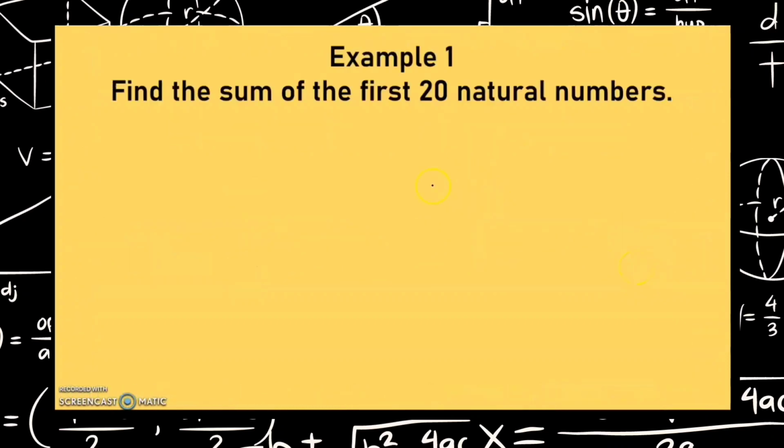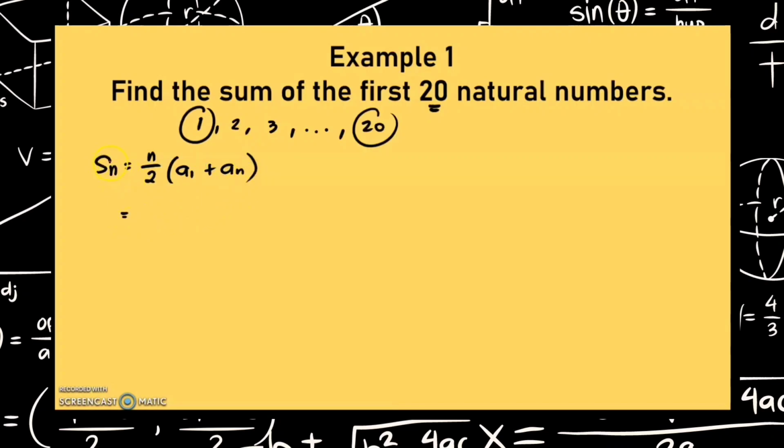Let's try this example. Find the sum of the first 20 natural numbers. The first question that we need to answer is, what formula are we going to use? Is it the first formula or the second? As you can see, we are asked to find the sum of the first 20 natural numbers. Diba pag sinabi natin first 20 natural numbers, ito ay 1, 2, 3 hanggang 20. So i-add natin lahat yan, no? As you can see, the first and last terms are given. Therefore, we will be using the first formula, which is S sub n is equal to n over 2 times the quantity a sub 1 plus a sub n.